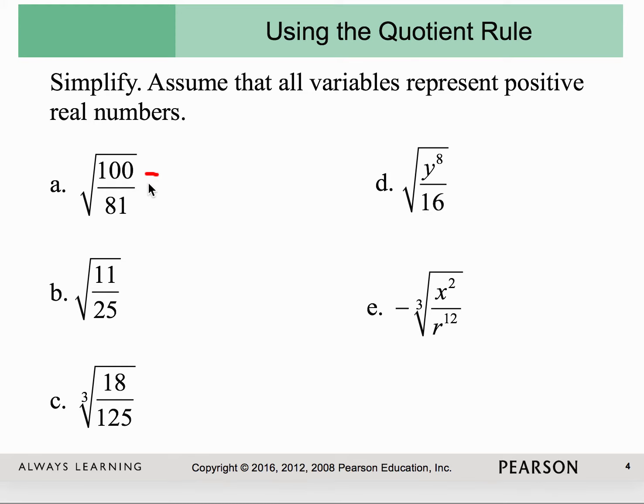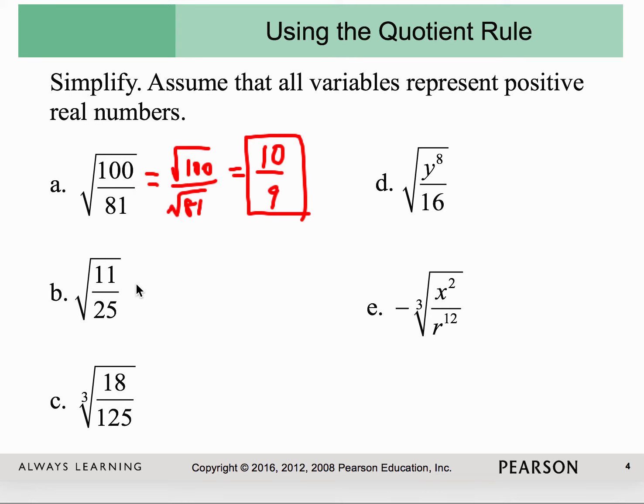So here, we've already done several like this. This is just our quotient rule. I see, because I know 100 and I know 81 are perfect squares, it'd be real easy to just separate each one and then do the root first.